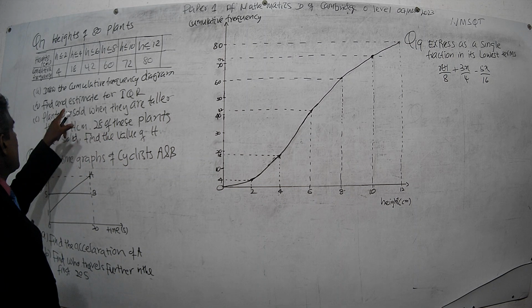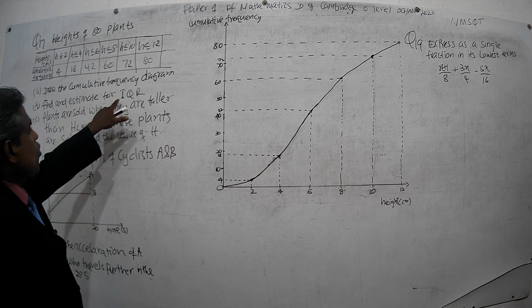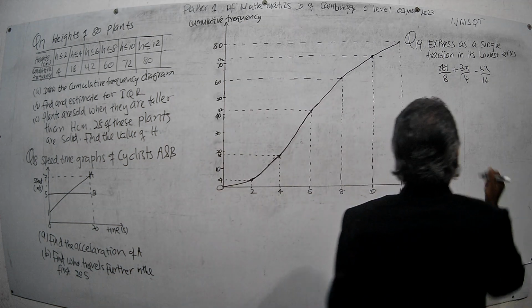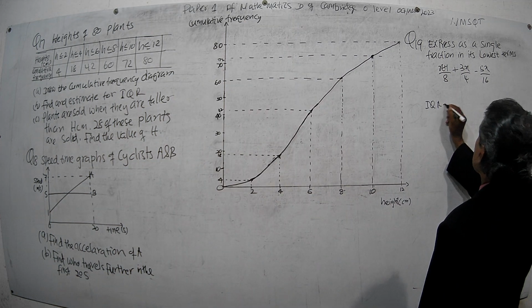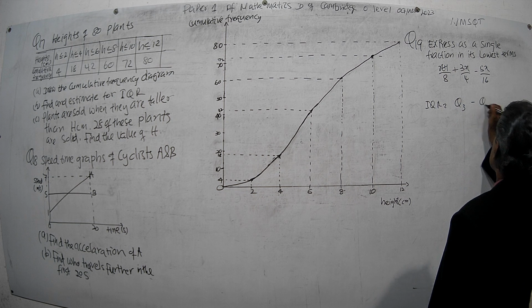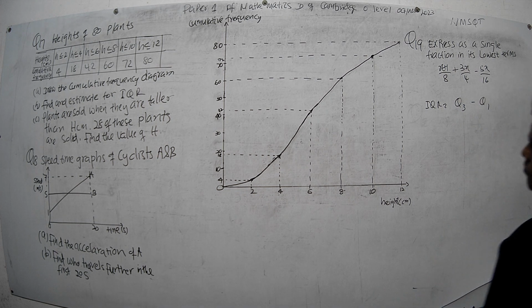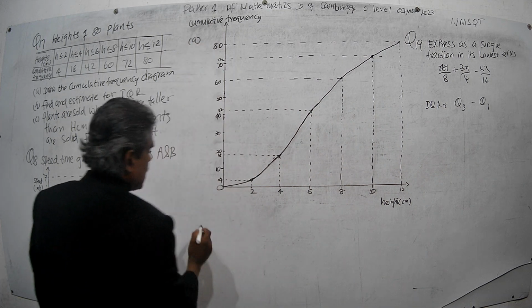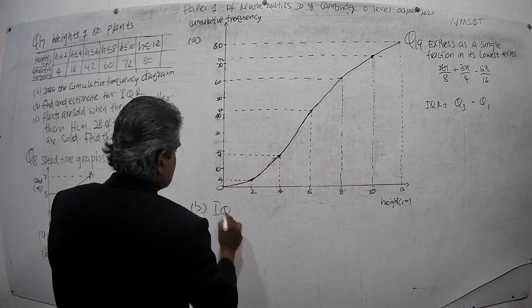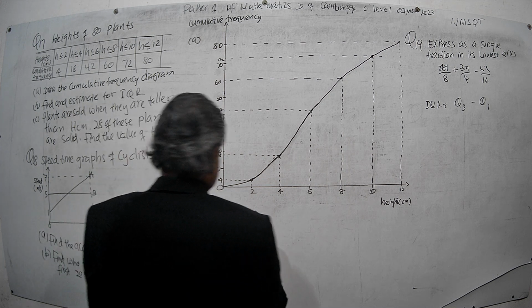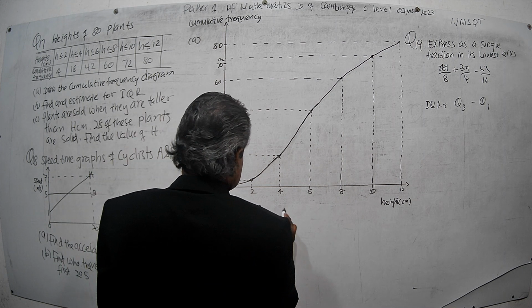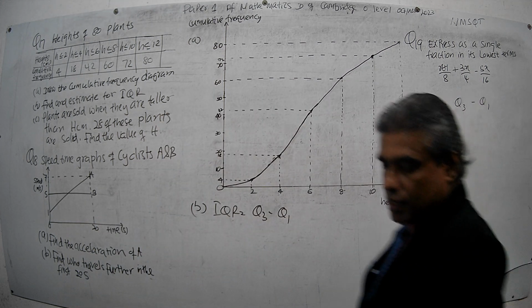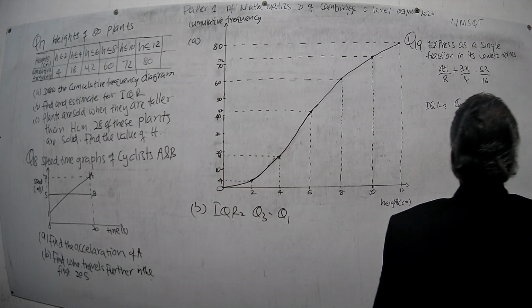Now find an estimate for the IQR. IQR means interquartile range. Find an estimate for the interquartile range. Interquartile range, IQR, equals Q3 minus Q1. So that is the IQR. This is part A. This part A will answer part B here. IQR equals Q3 minus Q1. Then we have to find Q3 and Q1 and subtract. That's what we have to do.